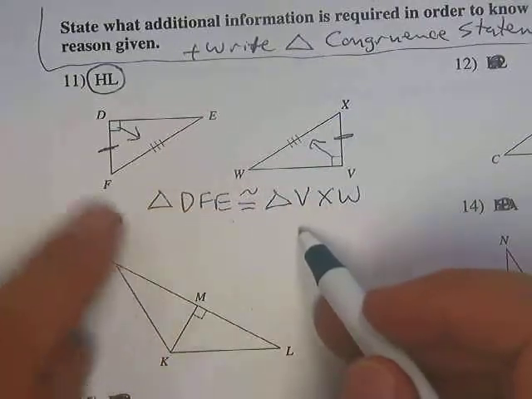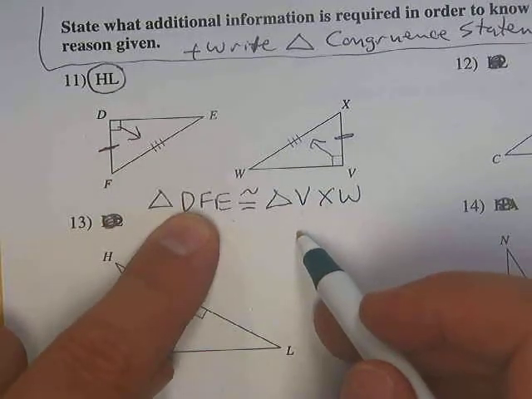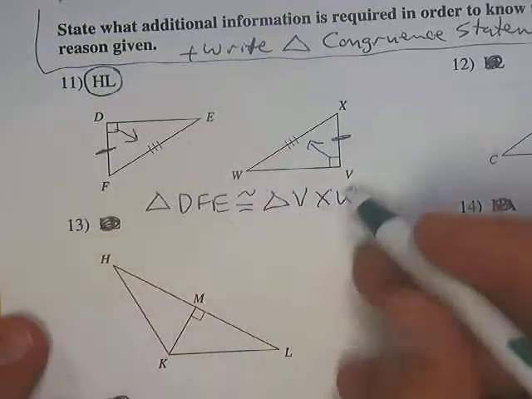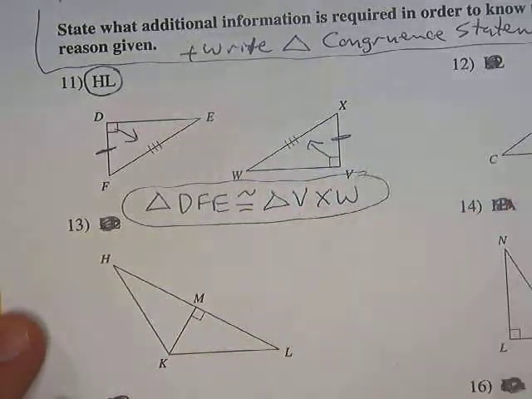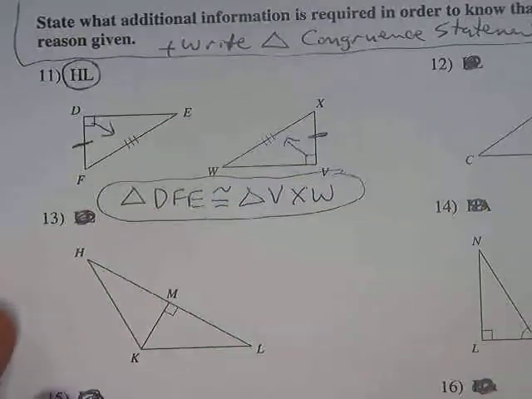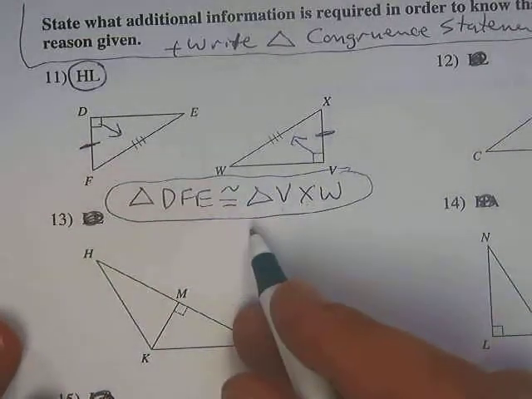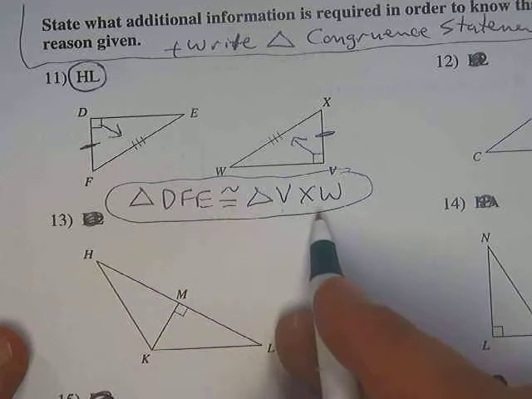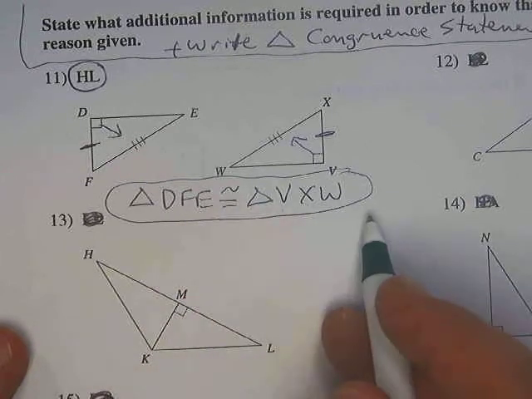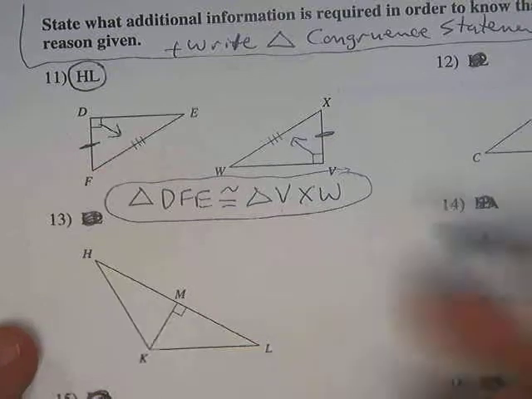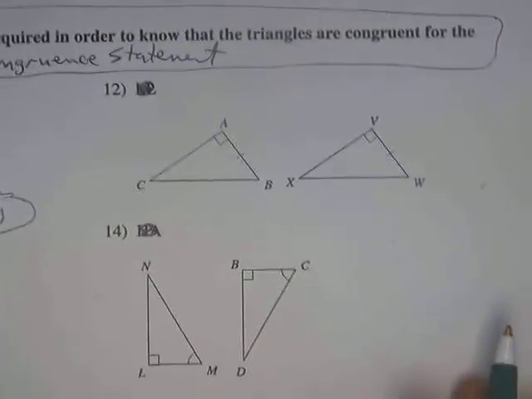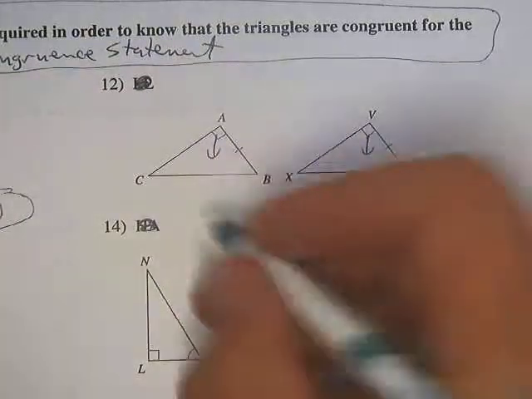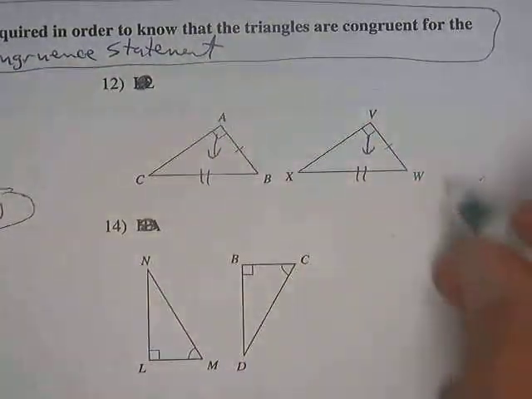If you look at D and V, they're both right angles. If I look at FE, that has 3 marks. XW has 3 marks. You can see those work out. DF has 1 mark. VX has 1 mark. So those work out. This would be a great congruent statement. And remember, you could write congruent statements differently as long as the D and the V would be in the same spot. The F and the X would be in the same spot. And the E and the W would be in the same spot.